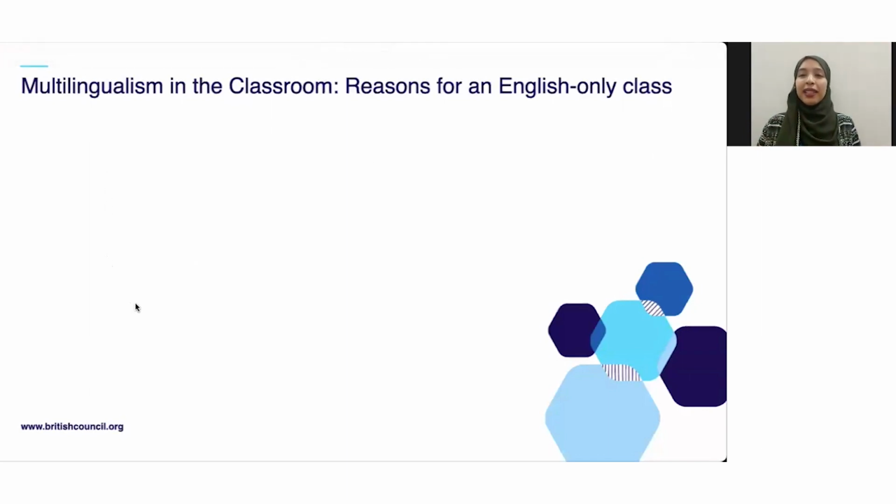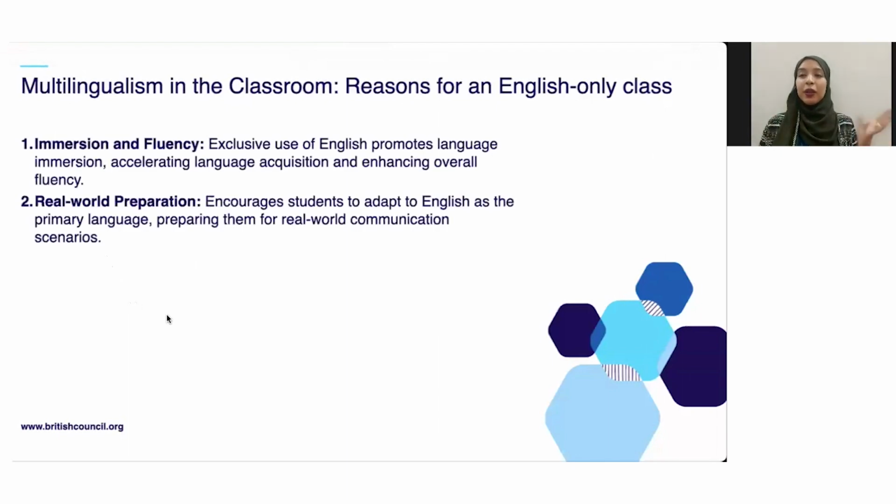Okay, so now let's see the first reason why we should only use English in our classroom. Immersion and fluency, of course, because when we exclusively use English in our classroom, we are immersing our students in an English-only environment, which can help them be more fluent. Number two, it's real-world preparation, because in the real world, English is the medium for communication. People are not switching between two languages. So when we exclusively use English in our classroom, we are preparing our students for a real-world communication scenario.